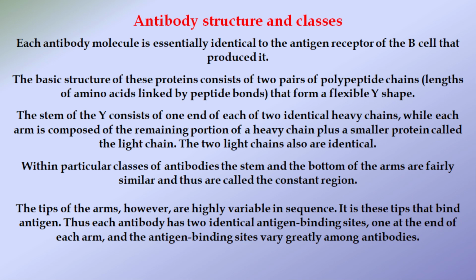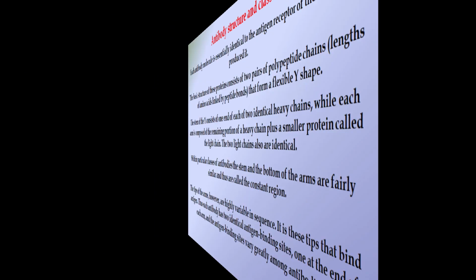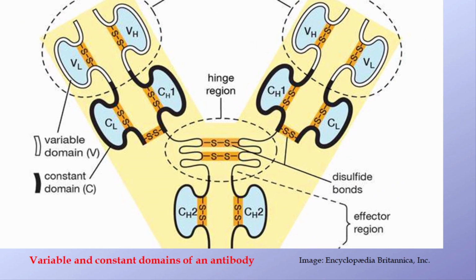Within particular classes of antibodies, the stem and the bottom of the arms are fairly similar and thus are called the constant region. The tips of the arms, however, are highly variable in sequence. It is these tips that bind antigen. Thus each antibody has two identical antigen binding sites, one at the end of each arm. And the antigen binding sites vary greatly among antibodies. This image demonstrates the variable and constant domains of an antibody.